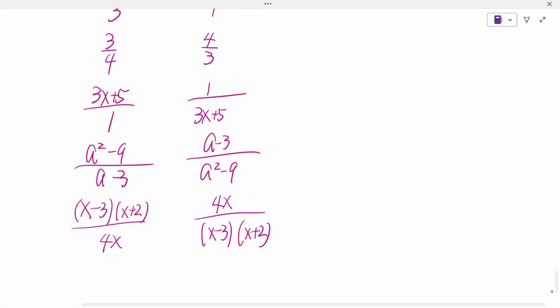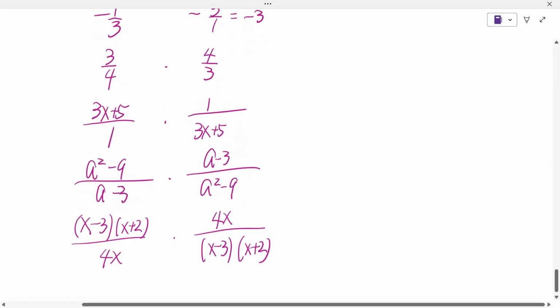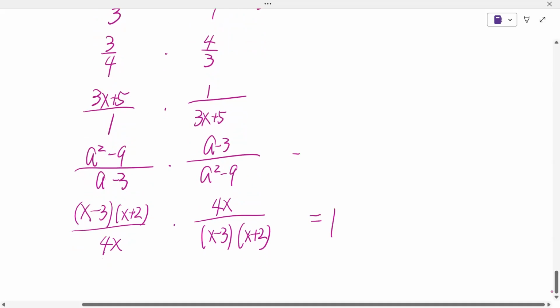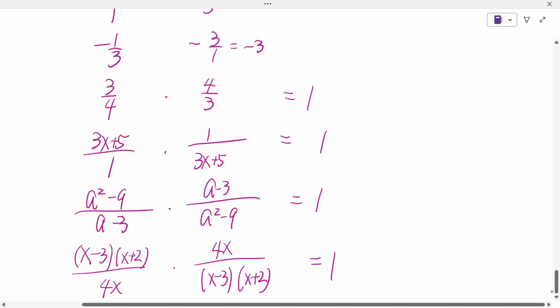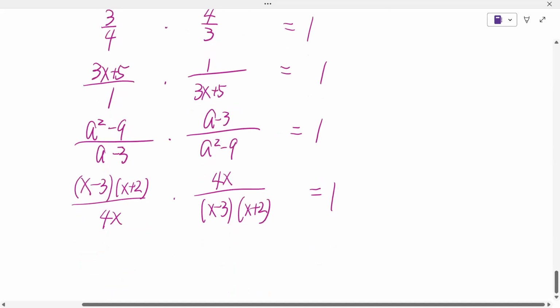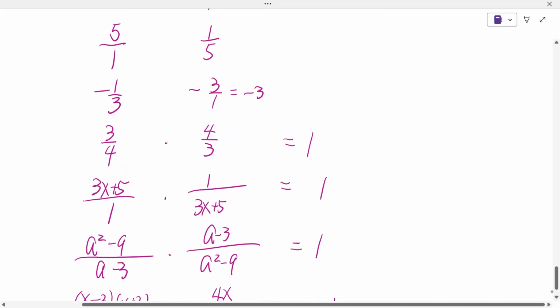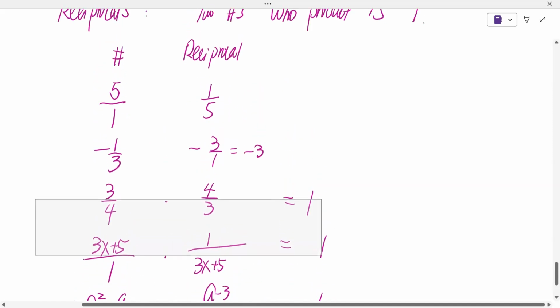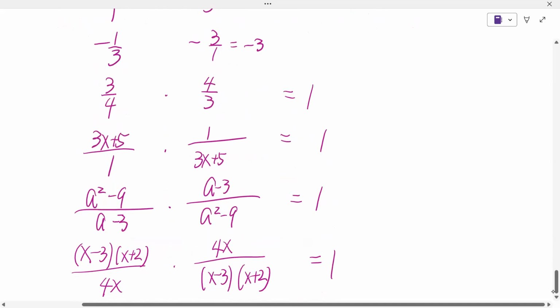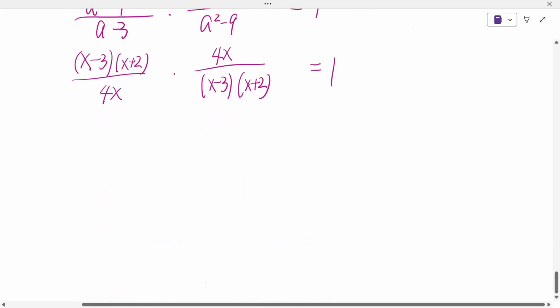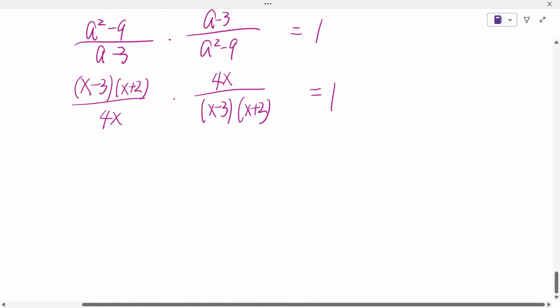So if you multiply a number by its reciprocal, we always end up with 1. This is equal to 1, equal to 1, right? Because we're going to cancel everything. Like the 3 gets canceled, the 4 gets canceled, and we get 1. So that's basically how you look at reciprocals. Any question about this?